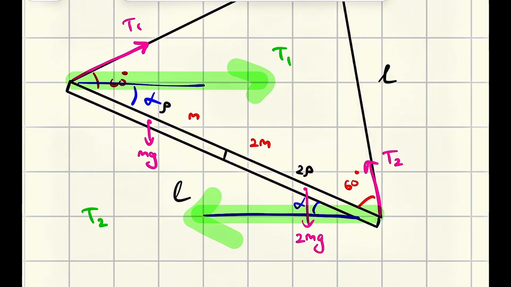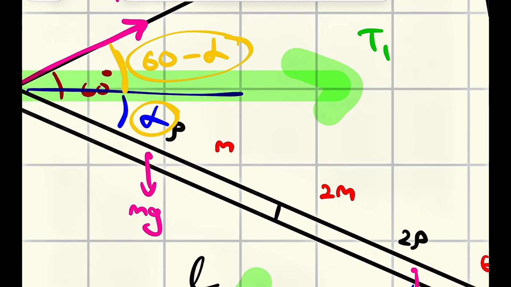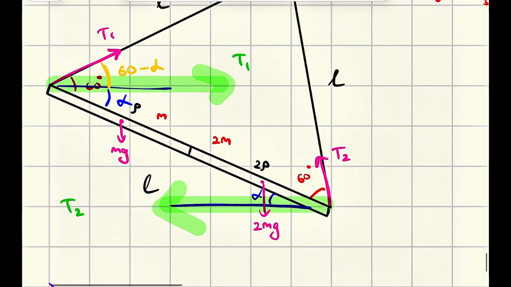horizontally. We cannot apply just 60 degrees because it would be the component along the rod, but we don't need that. We need just this horizontal one. As you can see, if this entire side, let me choose some visible color, yellow, okay. If this entire side is 60 and this is just alpha, this thing has to be 60 minus alpha, right? Why? Because 60 minus alpha plus alpha just gives us 60 degrees. It's correct. Okay, this thing is 60 minus alpha.